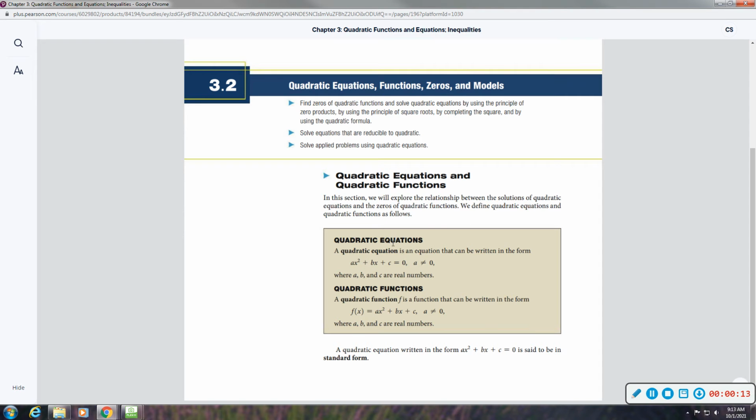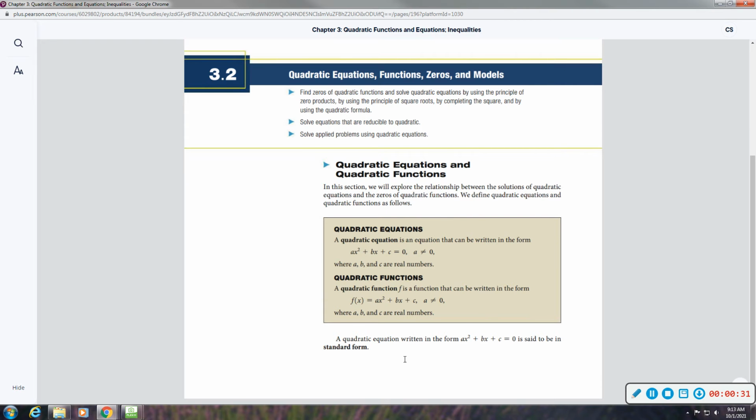So you have on the first page this definition of what a quadratic equation is, and then what a quadratic function is. It's basically the same thing. The equation just has equal to 0, and then a function is in f of x form.